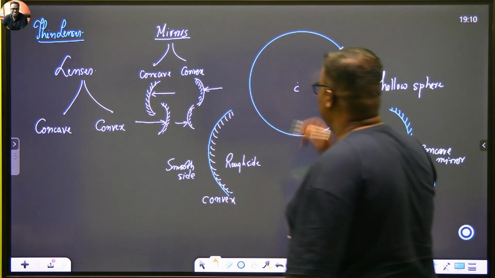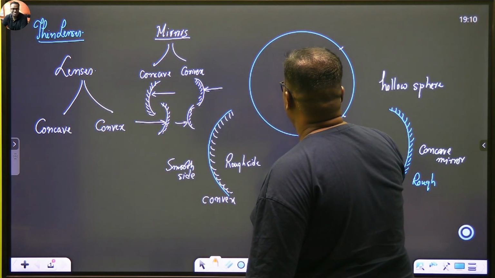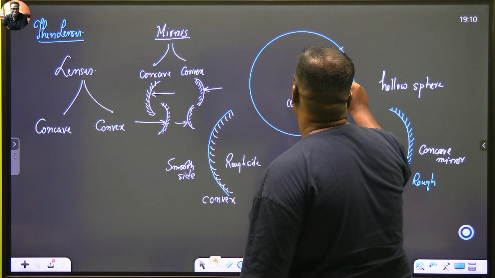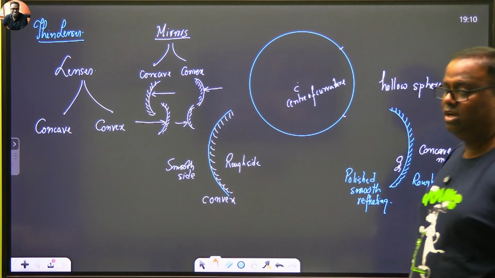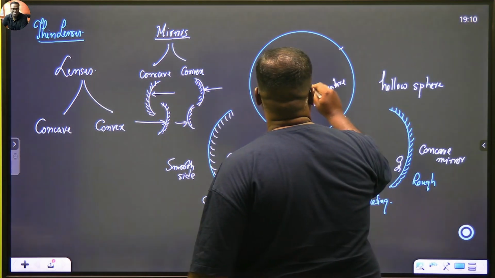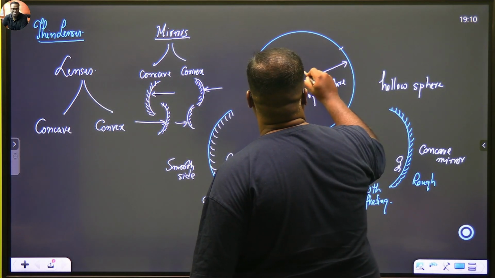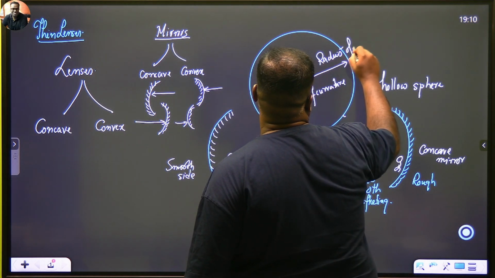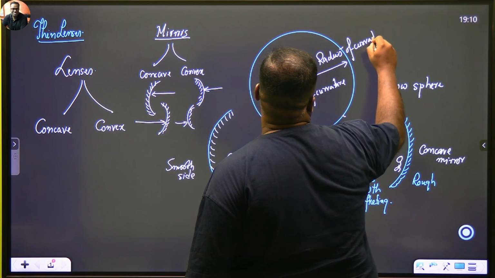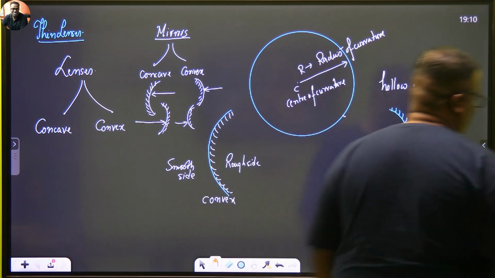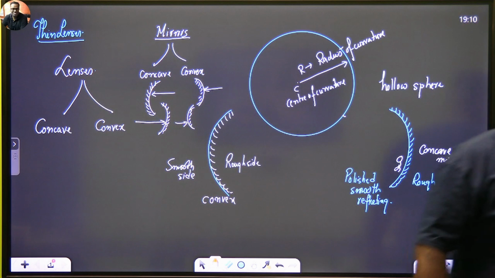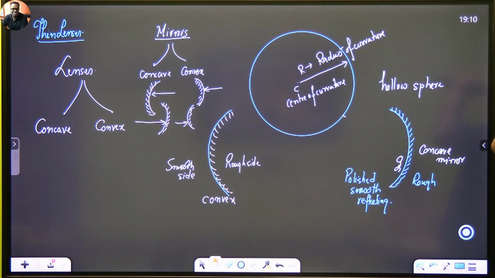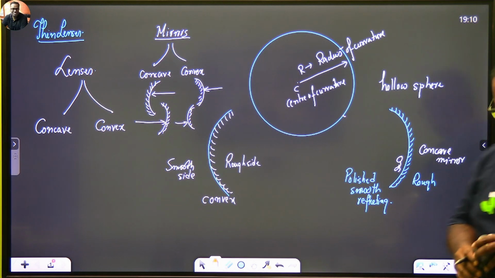And this C, which is the center, is known as the center of curvature. The radius of this hollow sphere is known as R, the radius of curvature. Something that you don't have in Cambridge, but nothing wrong in knowing it because you will definitely need it in 11, 12 and so on. Okay.